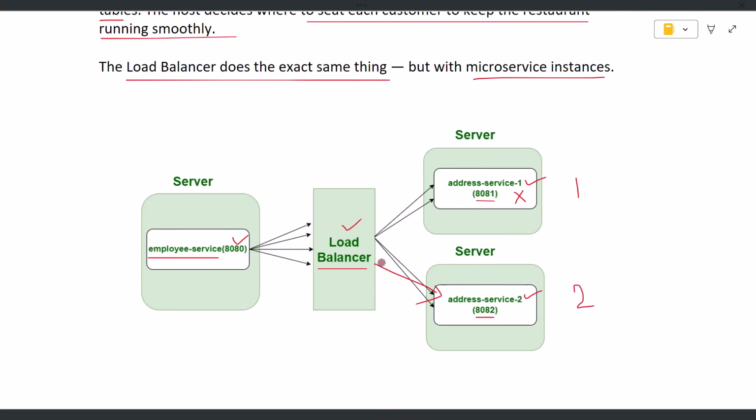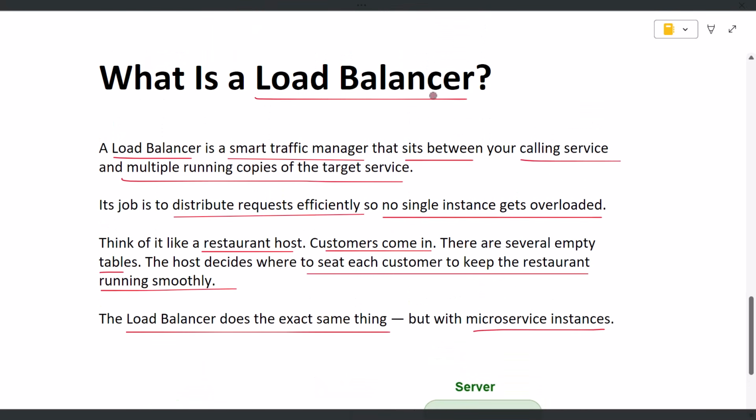So to summarize the entire diagram, the employee service calls the load balancer, which distributes requests between address service 1 and address service 2, and the system remains fast, stable, and scalable even under high load. The load balancer keeps your microservices healthy, responsive, and fault-tolerant by spreading traffic, detecting failures, and managing multiple service instances intelligently. And that is the complete working explanation of the role of a load balancer in microservices.